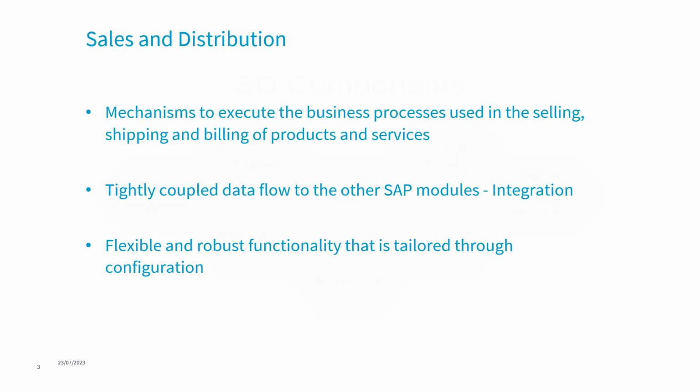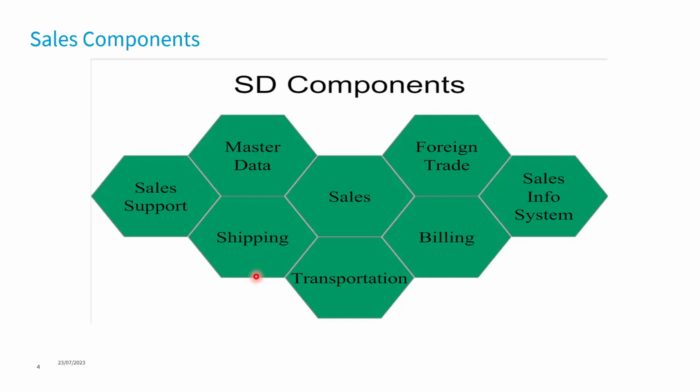Moving on to the next screen, SD components. SD components are normally master data, sales, transportation, billing, shipping, sales support, foreign trade. Out of which master data is very, very important. It comprises your material master, your customer master, your service master, your price list and pricing condition, all those aspects.